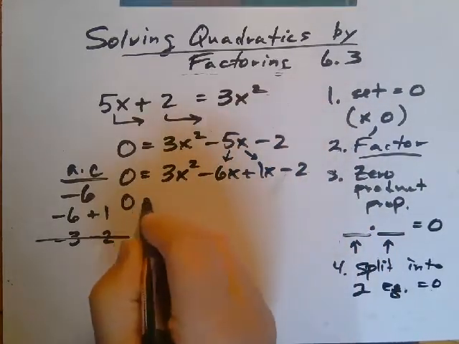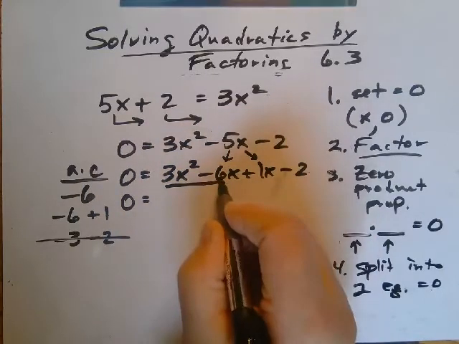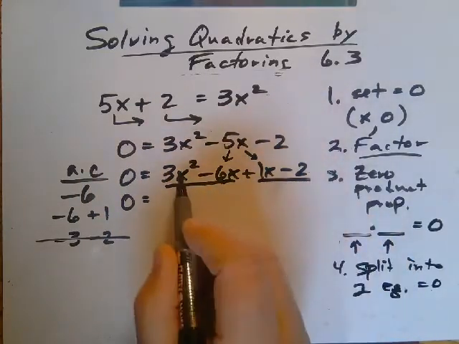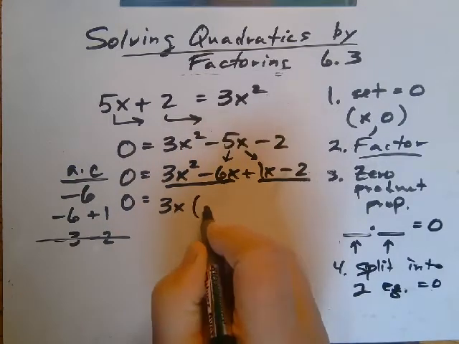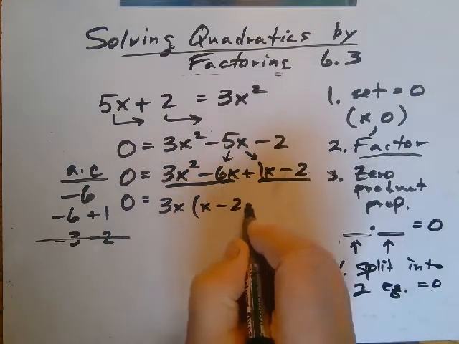All right. Now, underline the two groups. We're going to factor by grouping here. What comes out of this first group? Well, it's 3x. Leave behind x minus 2.